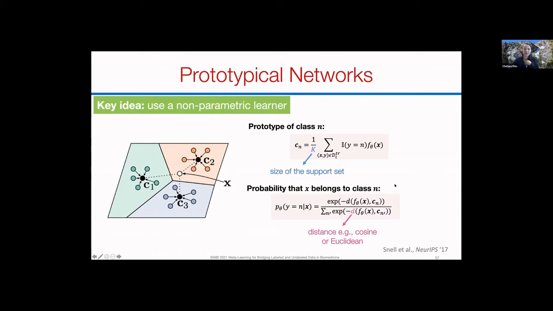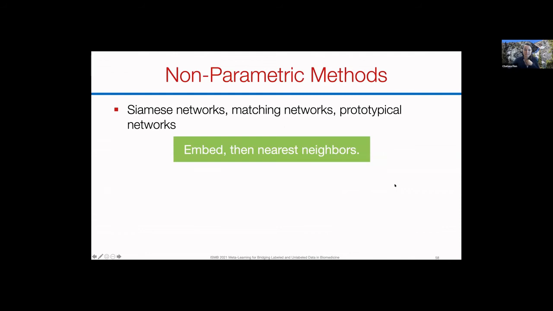Okay. So really the key idea behind these non-parametric meta-learning methods is to essentially embed all of your examples and then do some form of nearest neighbors to the examples in your training data set, either with a Siamese network, with this sort of matching network, or by embedding the examples in the prototypes and then doing nearest neighbors to the prototypes.